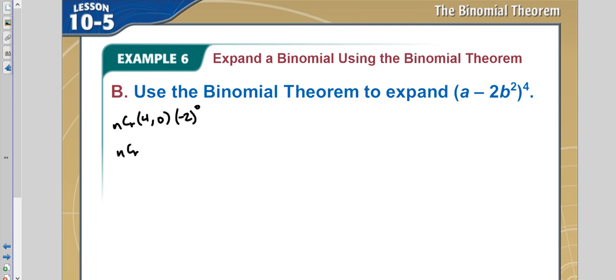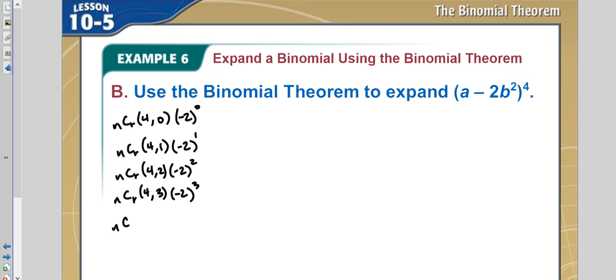And then we'll go all the way through, saying this would change to a 1, and this would now become -2 to the 1st, NCR 4 comma 2. This would be -2 squared, NCR 4 comma 3 times -2 cubed, and finally the last one, NCR 4 comma 4 times -2 to the 4th. Now I'm actually going to use Pascal's here. On Pascal's we had the values 1, 4, 6, 4, 1. That was for row 4.